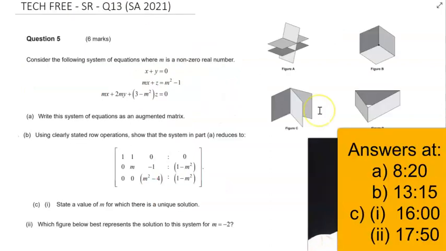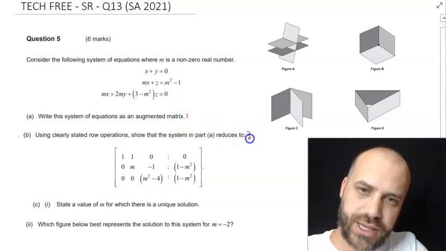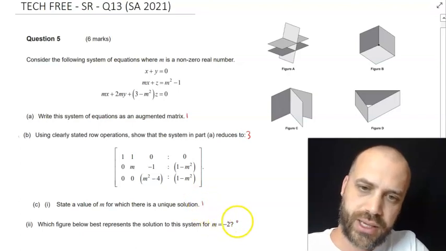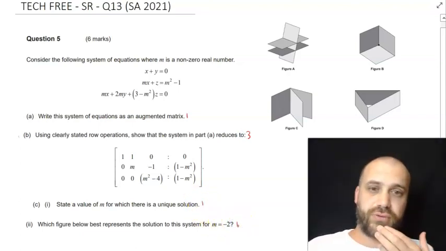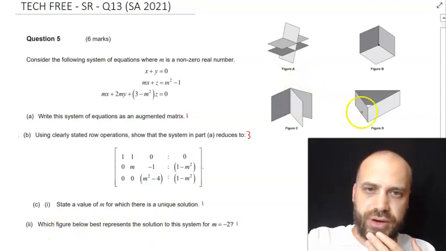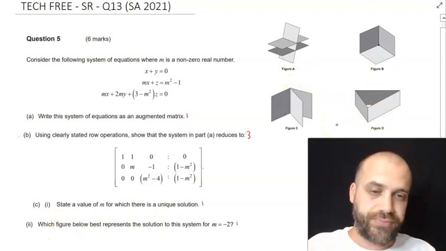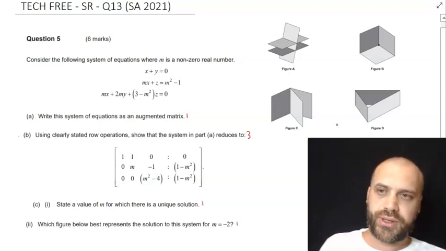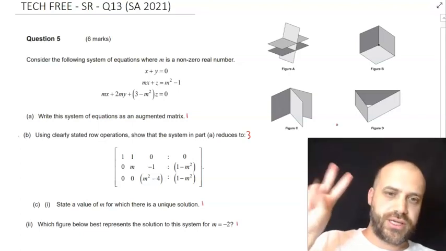Alright, next question. Alright, we're in South Australia, 2021, just last year. We're worth 6 marks here. We've got 1 mark here. We've got 3 marks for part B, 1 mark and 1 mark. So give yourself about 9 minutes. The figure below, it's referencing these 4 pictures here, by the way. Alright, give yourself a try. And I'm going to solve it in 3, 2, 1.